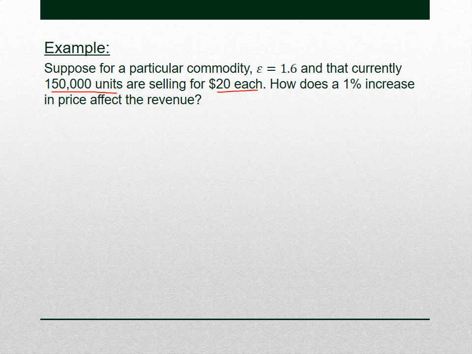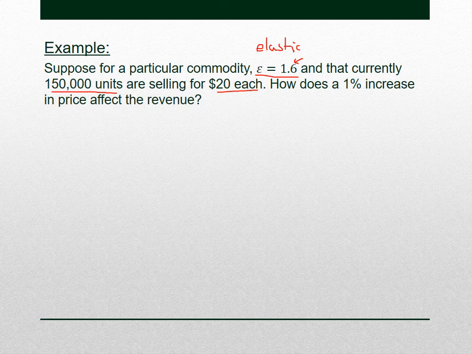One thing to notice first is that epsilon is 1.6, which is greater than 1. So we're looking at an elastic relationship. Since it's elastic, if I increase the price by 1%, I should expect the revenue to decrease. For an elastic relationship, it does the opposite. So if the price increases, I should expect the revenue to decrease. The question is by how much? The answer is not this 1.6.